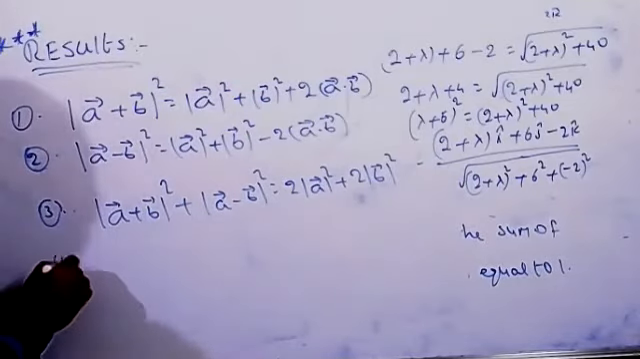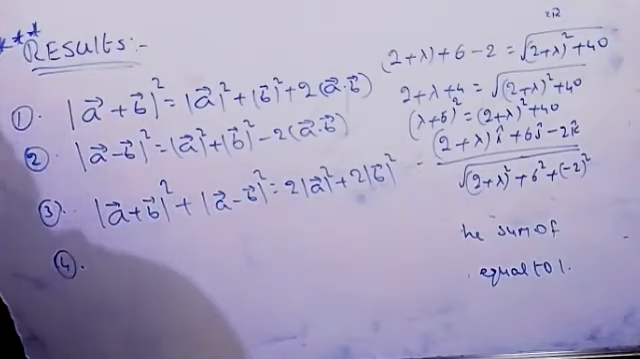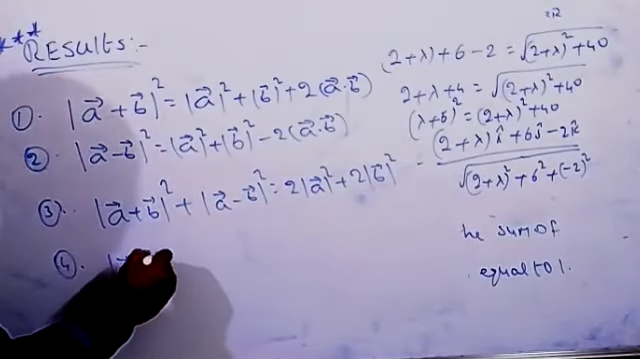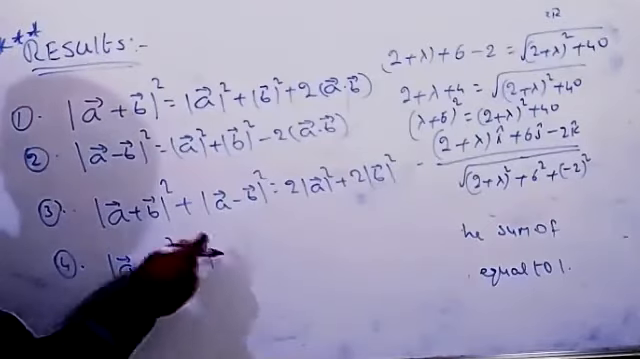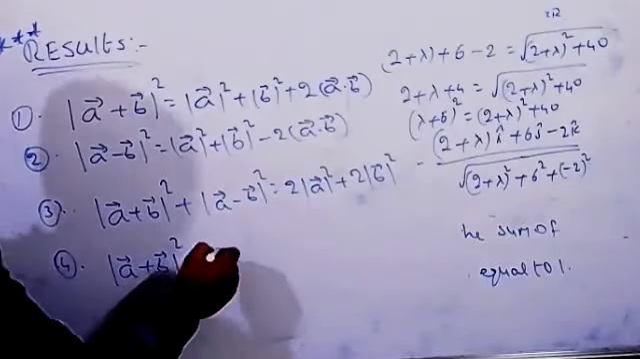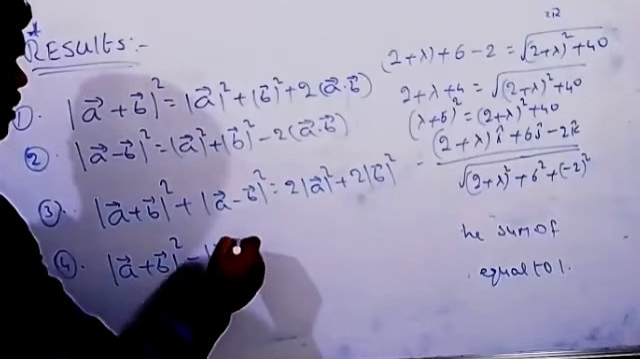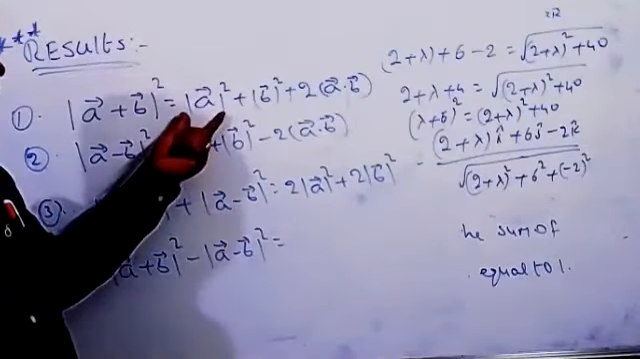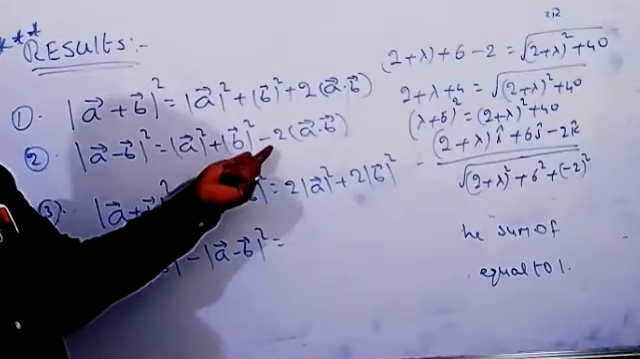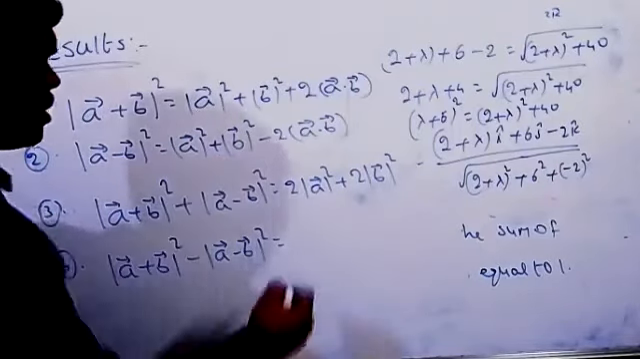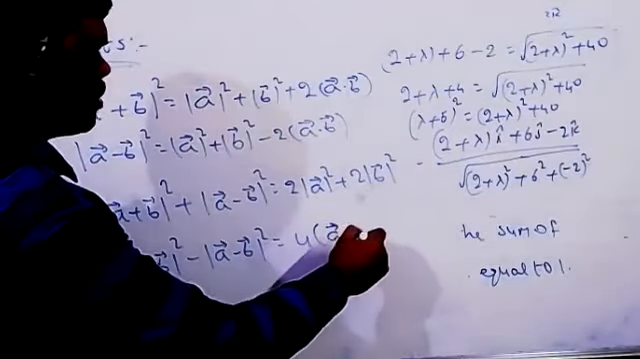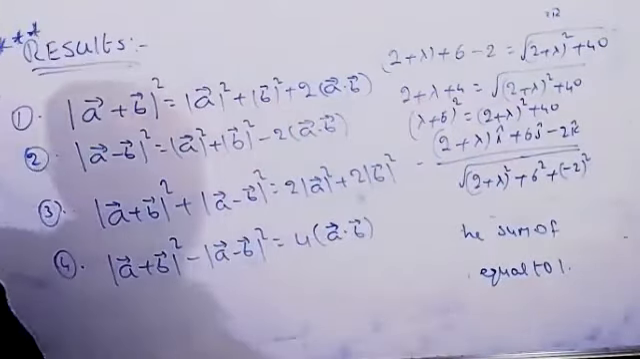Next, the fourth one. Similarly, suppose you are subtracting both: modulus of a plus b whole square minus modulus of a minus b whole square. When you subtract, clearly these two will be cancelled and these two also cancel. This minus becomes plus now. So clearly you can write 4 into a dot b.